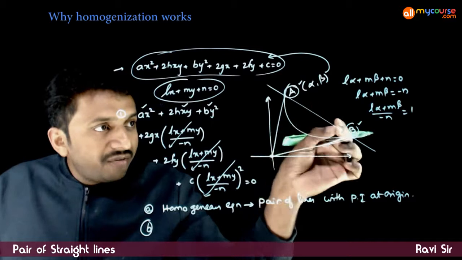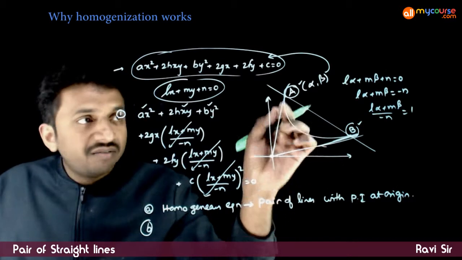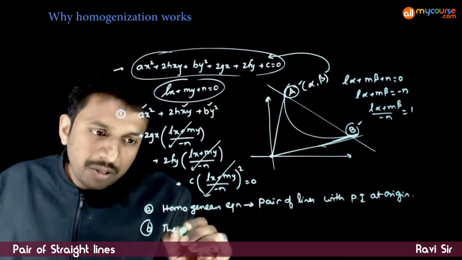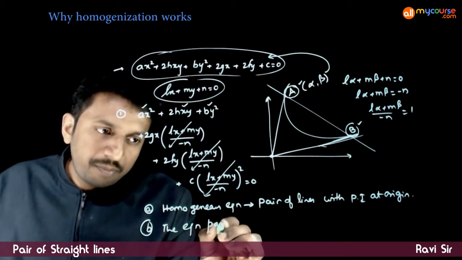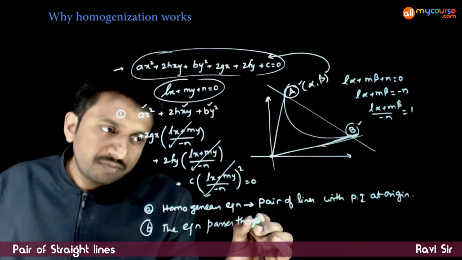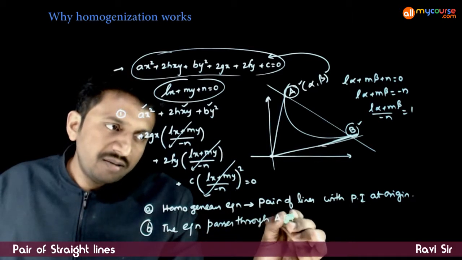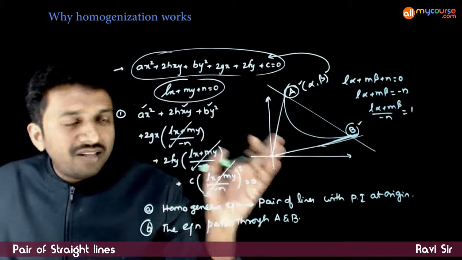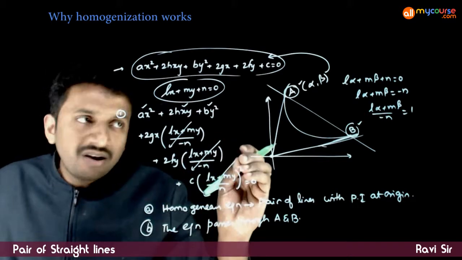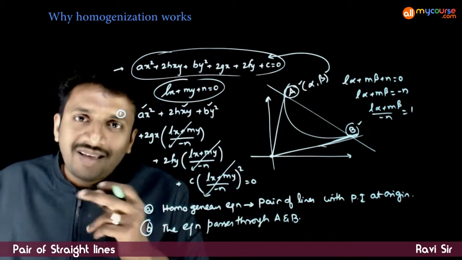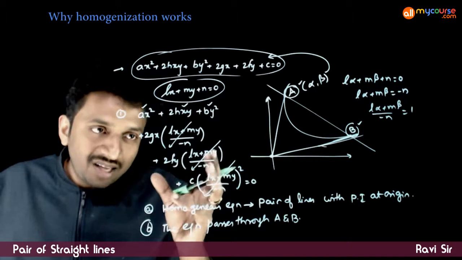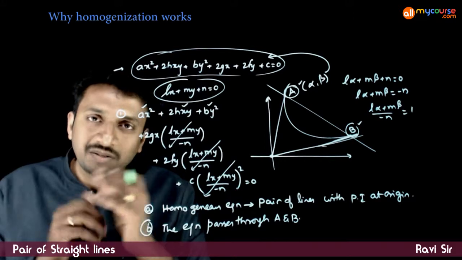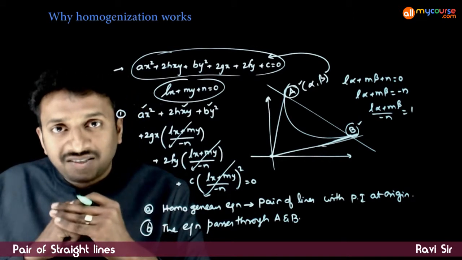So the point of intersections of this line and this curve satisfies this equation. It means the equation passes through A and B. So this equation represents a pair of lines through origin, and the pair of lines pass through A and B. Hence, the equation has to be the equation of these pair of lines. So that's the logic of homogenization.